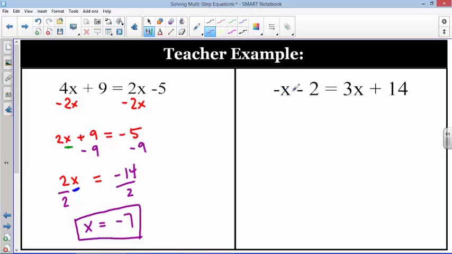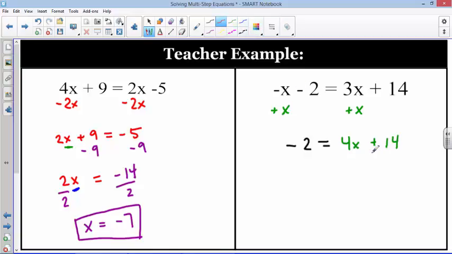Here I have negative x minus 2 equals 3x plus 14. Like I said, I want my x to be positive at the end, so I'm going to get rid of this negative x by adding an x to both sides. So these will cancel out. My negative 2 comes down. My equal sign comes down. I have 3x plus 1x. Remember, if we don't see a number in front of our x, we can assume there's a 1 in front of it. So I have 4x plus 14.